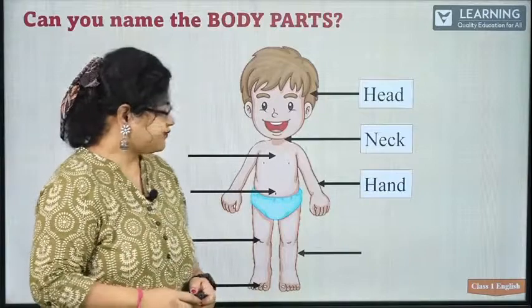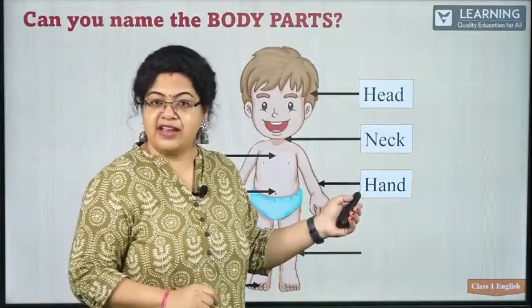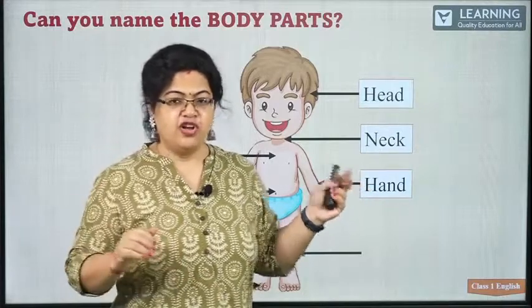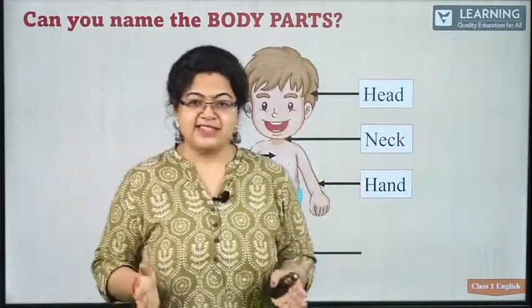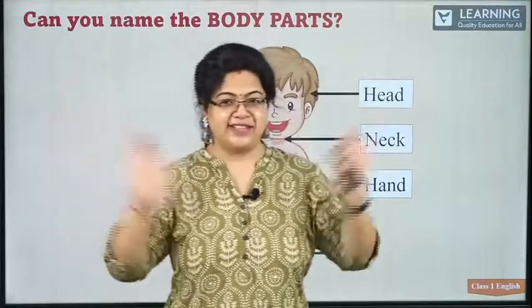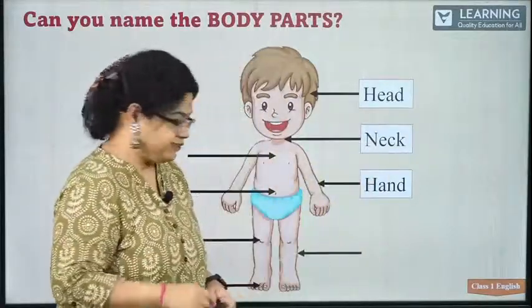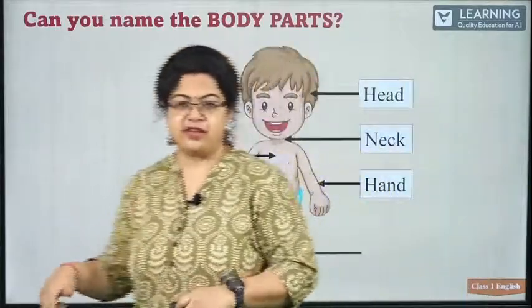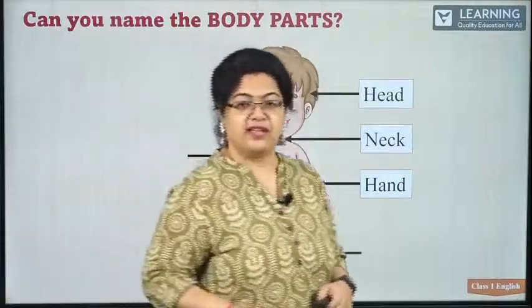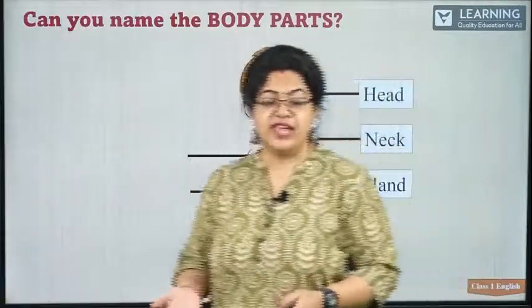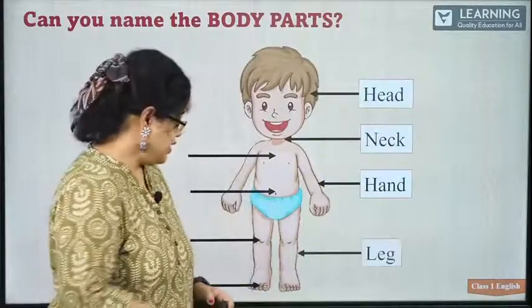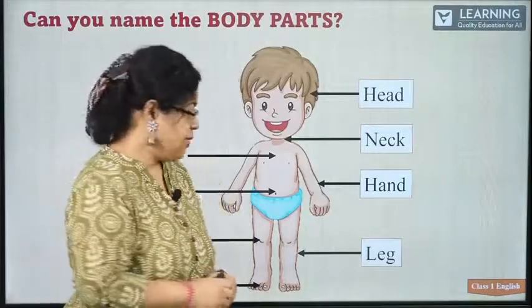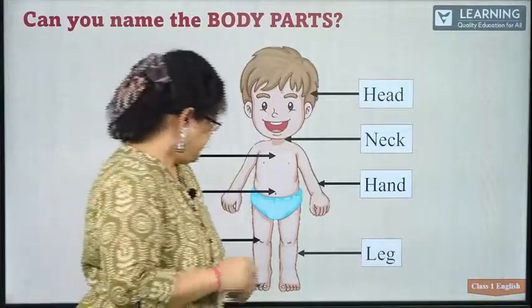Then, what do we do with our hands? How many hands do we have? Do you have one hand or do you have two hands? Yes, we have two hands. Then, with what do we walk? How am I coming from this side to the other side? Which body part am I using? Yes, I'm using my legs. So we have a pair of legs, right? That means we have two legs. Pair means two.